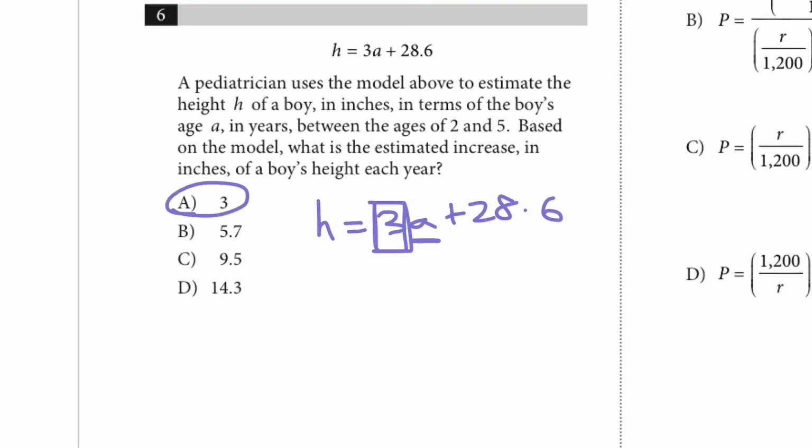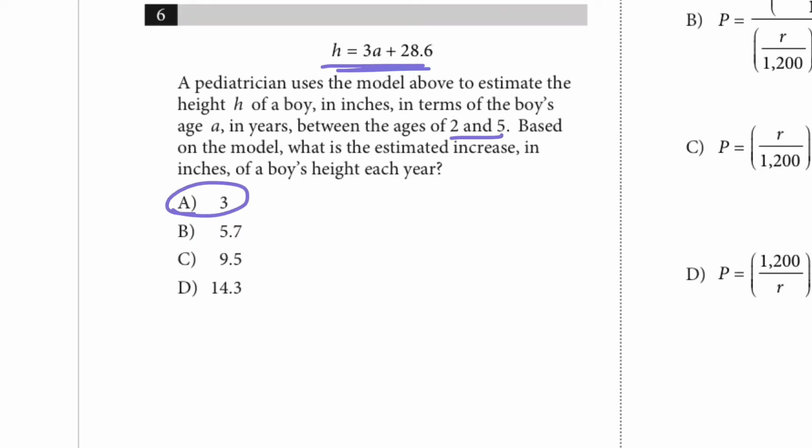But if it's hard for you to think like this, there's another, I guess, easier way to think about it. It's more time-consuming, but it's better than leaving the question blank. So they tell us that this equation models the relation between age and height between the ages of 2 and 5, right? And they're asking what is the estimated increase each year. So what you can do is pick two ages between 2 and 5. I'm going to pick 3 and 4. And you can plug them into the equation, find the two heights for those ages, and find the difference in those heights to see how much the boy grows in a year.